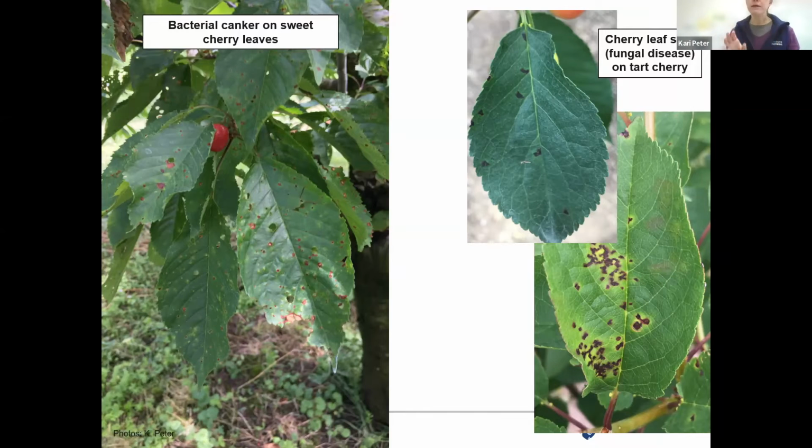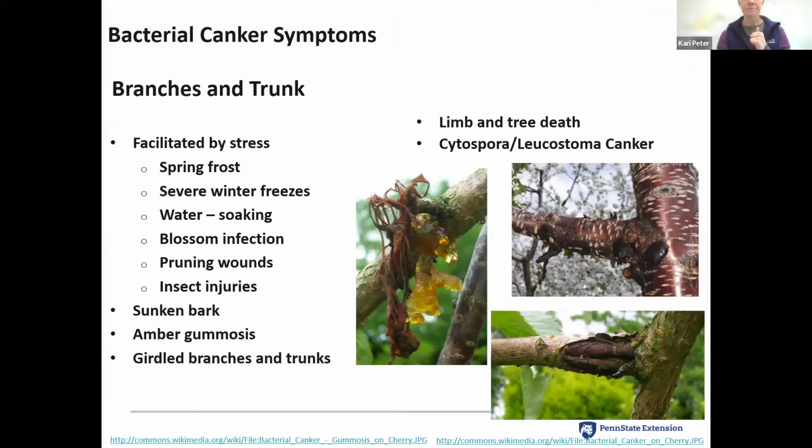So just be aware, if you have sour cherry trees and sweet cherry trees, that there are two different diseases. That's not to say that sour cherry trees can't get bacterial canker. They certainly can, and they can look just like these leaves. But sour cherry trees are very, very prone to cherry leaf spot, which is a fungal disease. You don't want to get that confused because, again, it's a different management program for that disease.